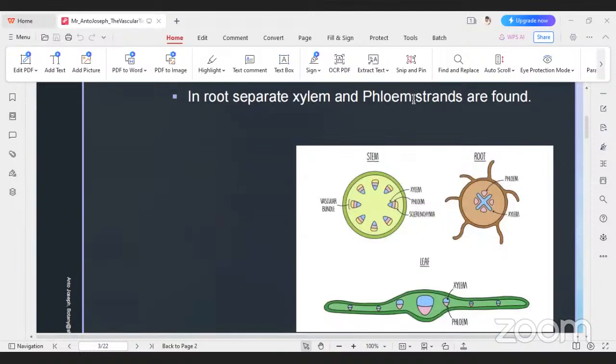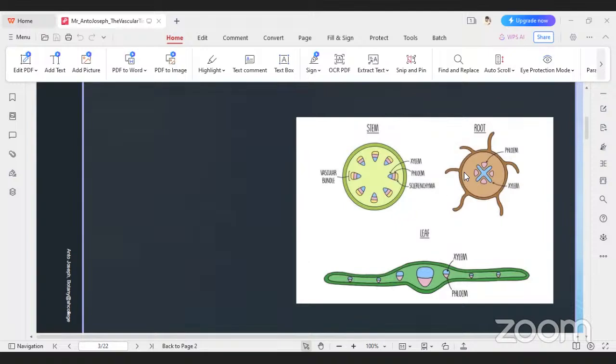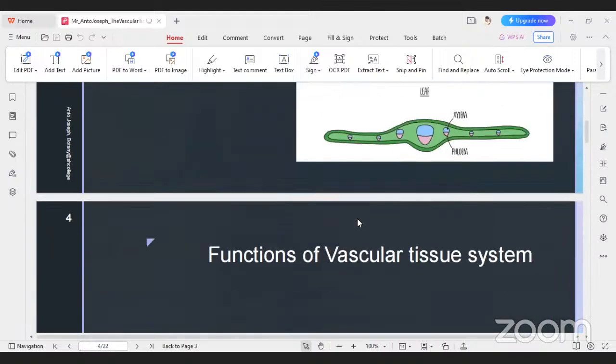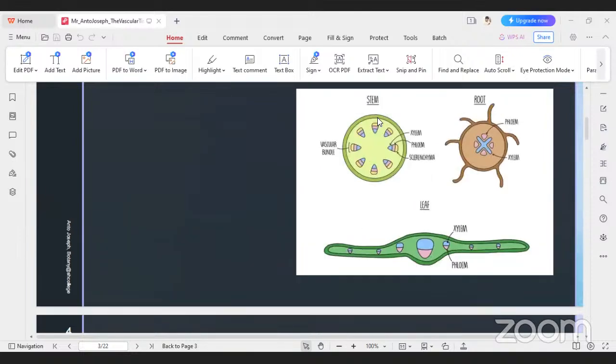In root, separate xylem and phloem strands are found. For example, in this root, this is phloem strand, xylem strand, phloem strand, xylem strand, phloem. This is called radial arrangement. If you take the stem, the vascular bundles are arranged in a ring like this. These are the vascular bundles. Are you able to see? Yes, sir. What is present in between here? This gap is filled by pith.